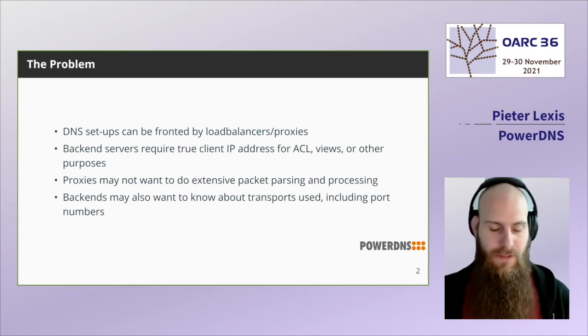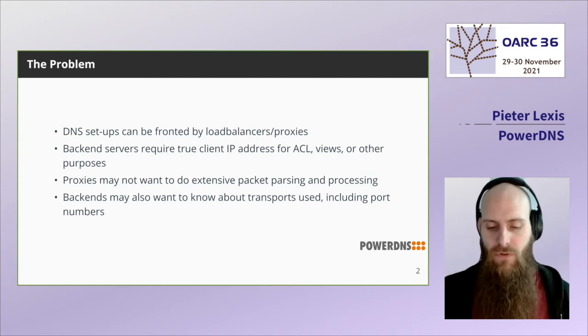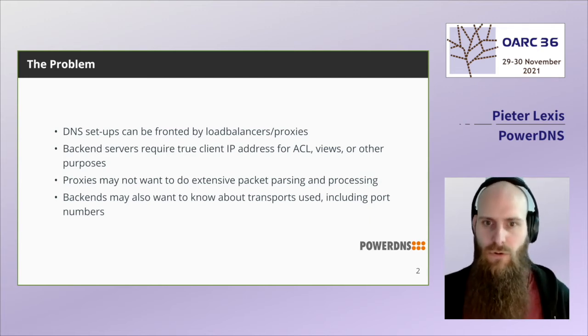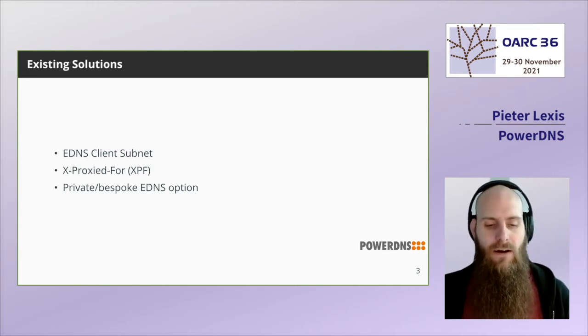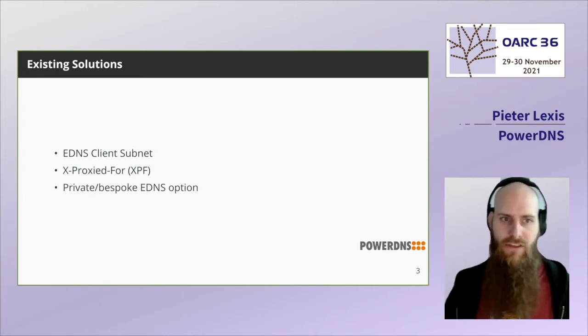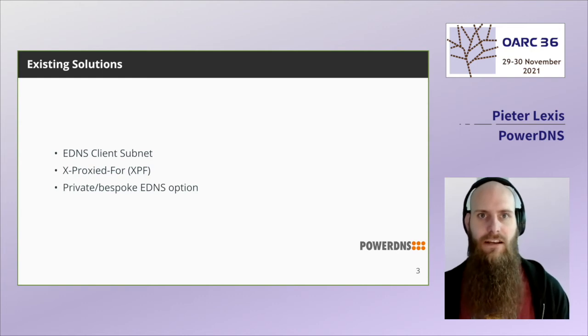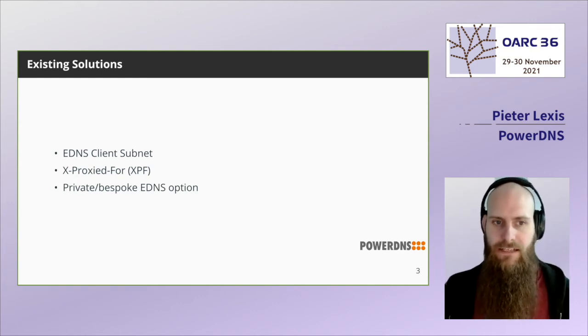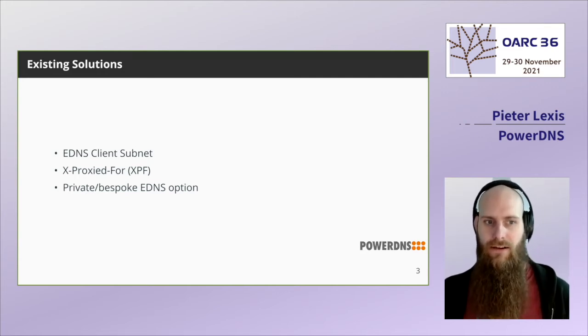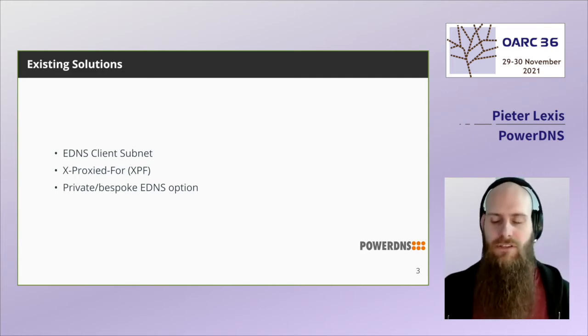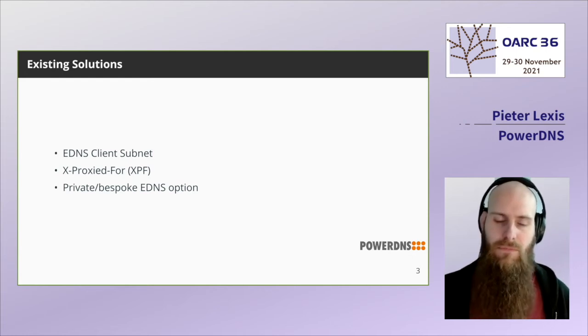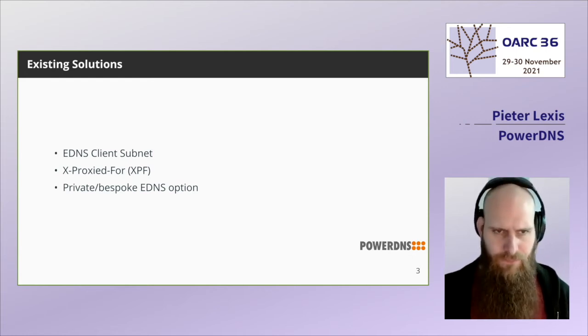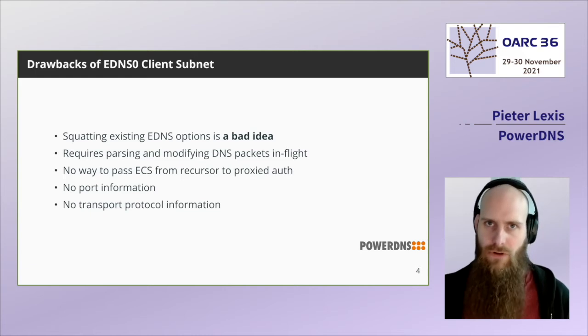It is also quite possible that a backend might want to know about the transport being used, including port numbers, for instance, for CGNAT purposes, or knowing that something was requested over a secure channel. And there are some solutions for this. One of them is abusing EDNS client subnet. One of them is the X-Proxied-For or XPF record that can be added to the additional section. And then there's, of course, private and bespoke EDNS options that you put in the DNS packet from the load balancer to the backend. And these have several drawbacks.